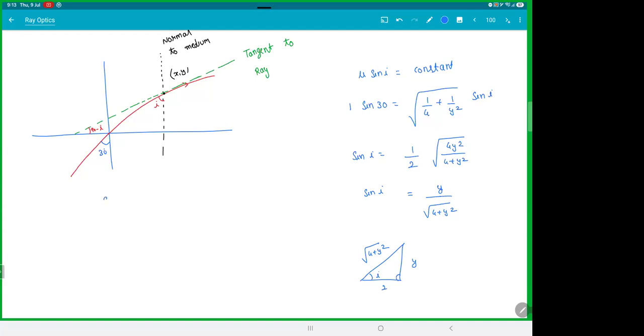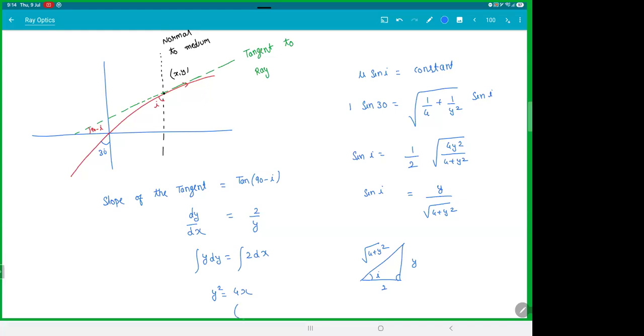Now, what is the slope of the tangent? Tan of the angle with the base, which is tan 90 minus I, which is cot I. Cot I is nothing but 2 by y. But slope of the tangent is dy by dx. Integrate this on both sides. y dy is equal to 2 dx. We get y square is equal to 4x.